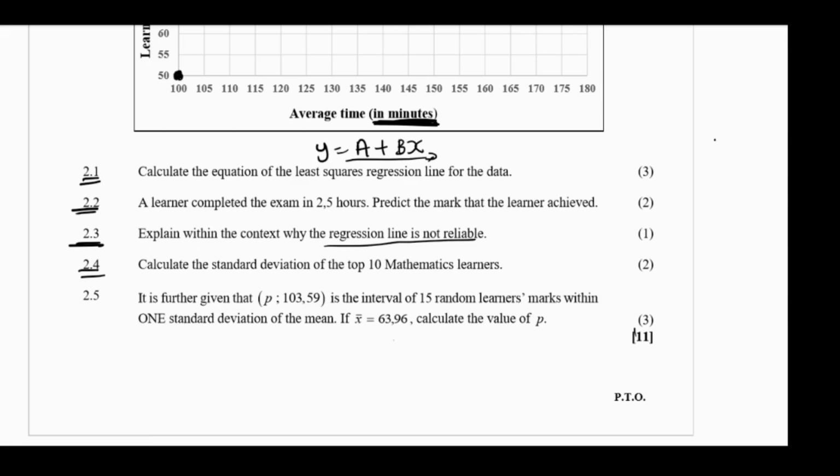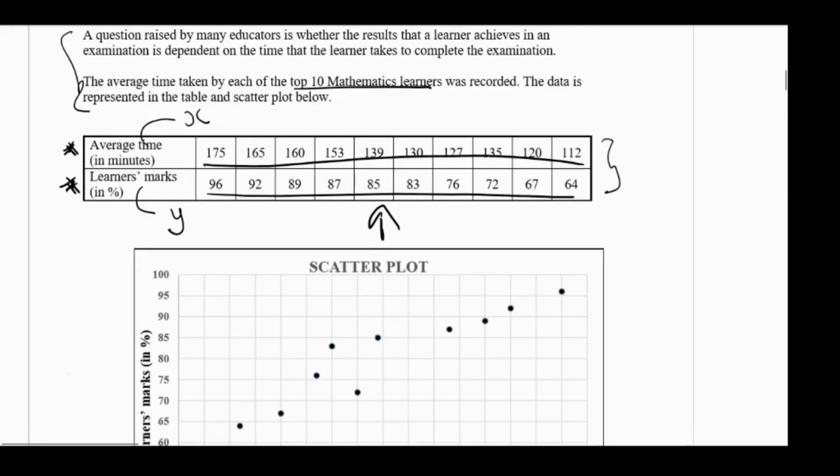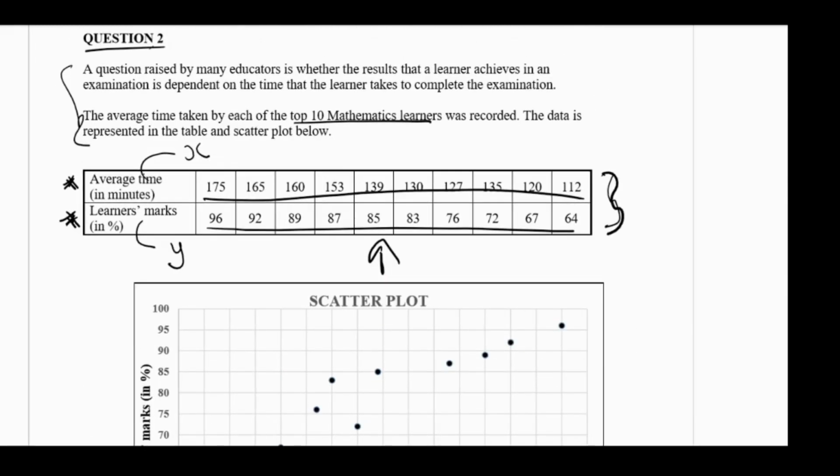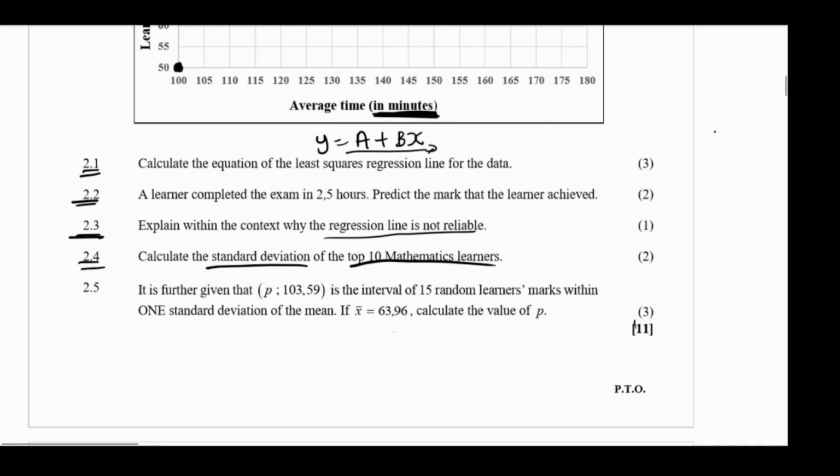2.4. We are asked to calculate the standard deviation of the top 10 mathematics learners, right? So remember, use the same table, the same table where you punched all the numbers following my instruction on 2.1. You use that same table, but now to find the standard deviation, you're going to say shift, and then you press 1, right? And then you press 4, which will take you to the variance.